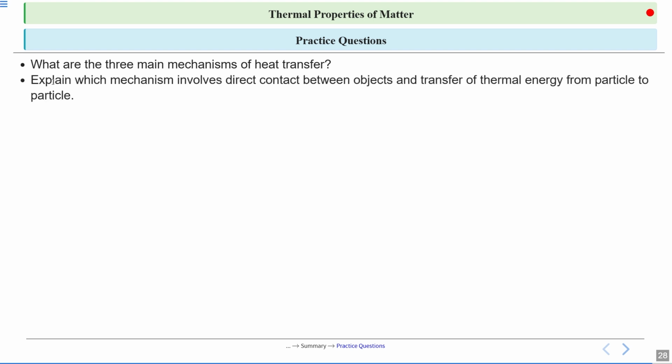Second question: explain which mechanism involves direct contact between objects and transfer of heat energy from particle to particle. So which mode involves direct contact between objects: conduction, convection or radiation? In conduction, there is direct contact between objects and transfer of thermal energy from particle to particle.